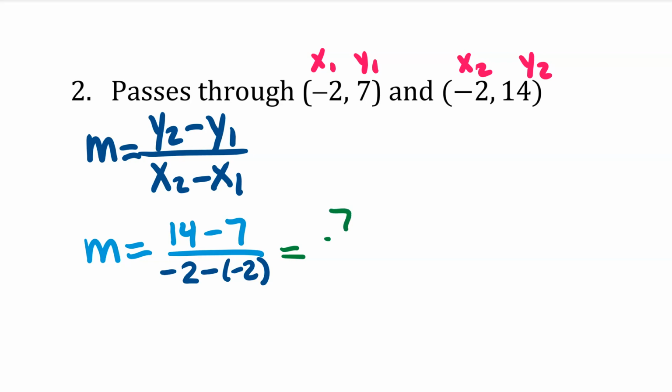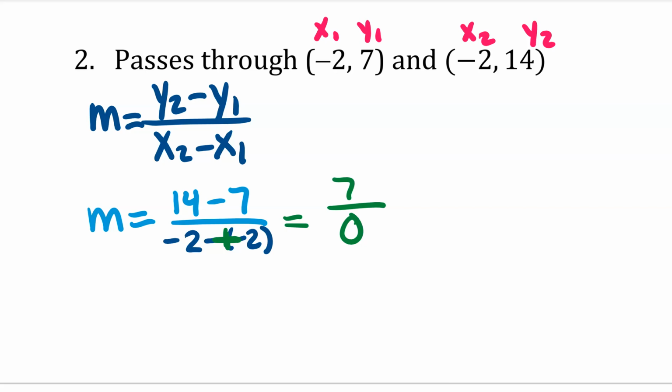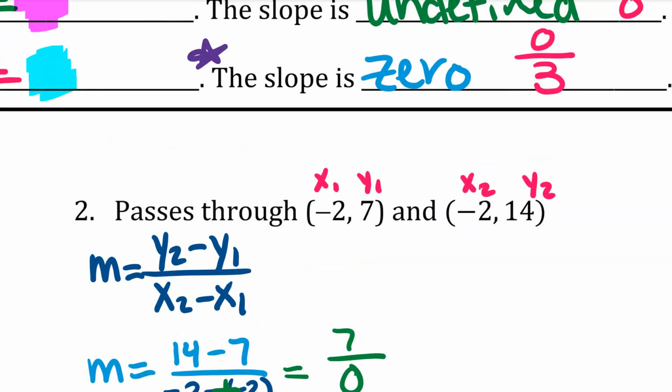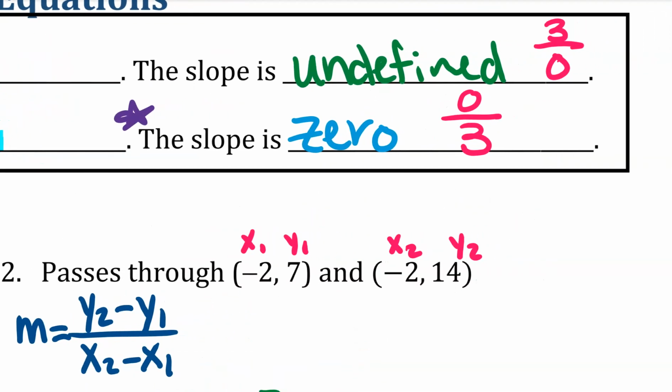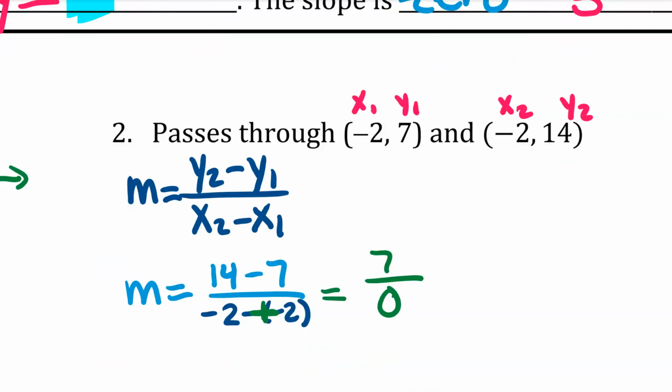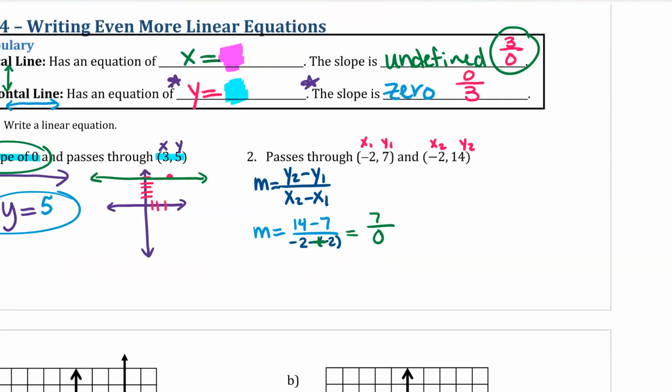14 minus 7 is 7, and then -2, let's make that a plus, -2 plus 2 is 0. If you're not sure what that slope is and you put it in your calculator, it's going to say error. Just remember that error is kind of the same as getting that undefined slope, this one right here, a number on top and 0 on the bottom. So my slope is undefined, which means if I go back to my table, I'm going to use this one right here, x equals.